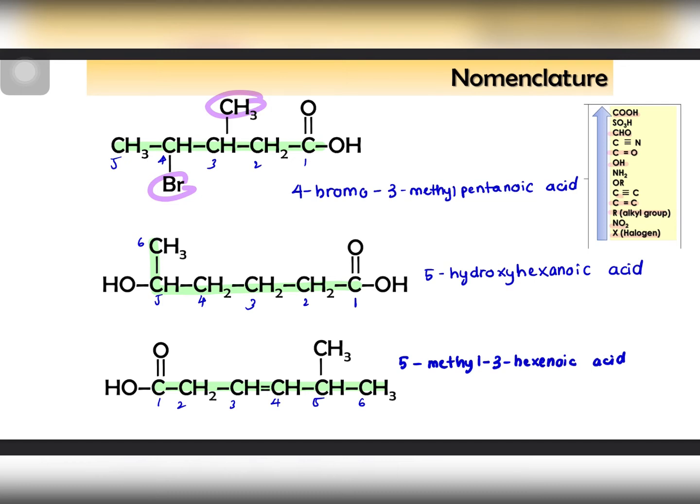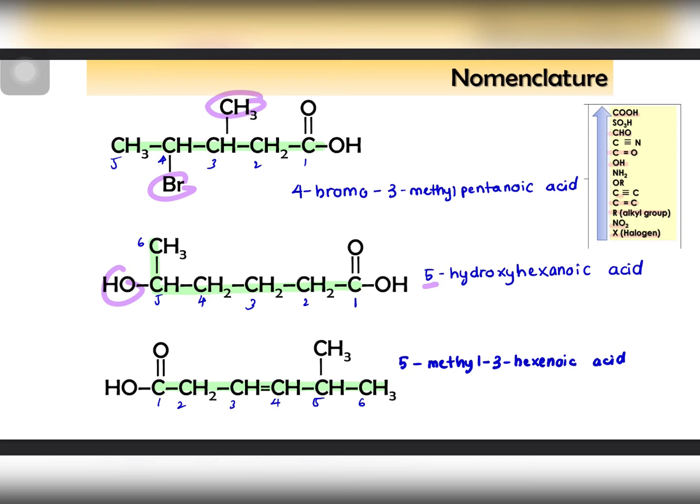So the name will be 4-bromo-3-methyl pentanoic acid. Next, kita ada this example. Ini COOH and carbon 1 start from here, 1, 2, 3, 4, 5, 6. Okay, and you have OH. So ini sebagai substituent. So dia akan jadi name 5-hydroxy. So 5-hydroxy hexanoic acid. And then next kita ada, ni dia punya carboxyl group, and the longest chain is here.